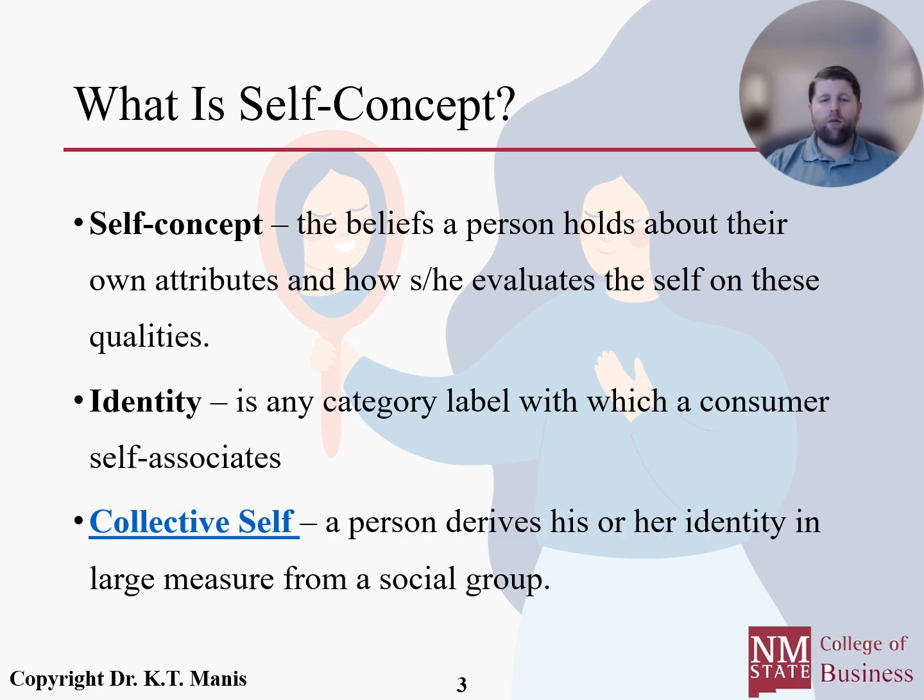We also have what's called the collective self. This is where a person derives his or her identity in a large measure from a social group. For example, many students join a fraternity, sorority, or other university organization during their time in college. They often highly identify with that group during their time in college and sometimes after college. Additionally, in the United States, many individuals are highly involved in a political party and derive a large part of their identity from their political affiliation.